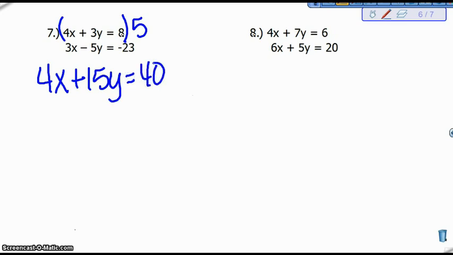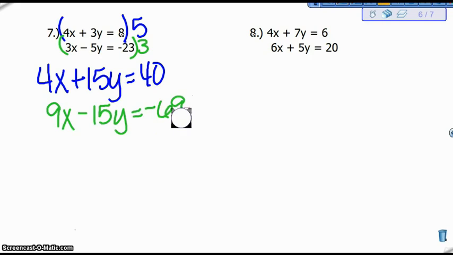And I need to do a similar thing to the second equation, except I need to figure out what 5 times what is going to give me 15, and I know that that's 3. So I'm going to multiply that bottom one by 3 to get a new equation of 9x minus 15y is equal to negative 69.